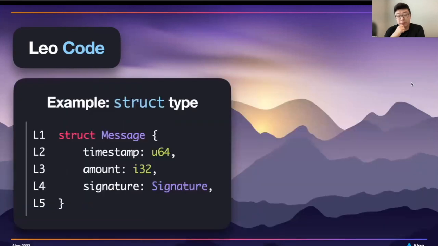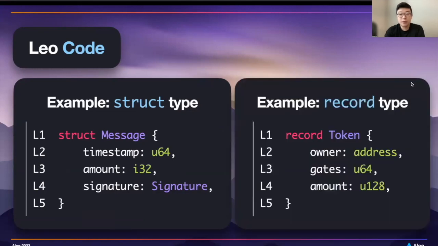And here's an example of what a struct looks like. So we have here a message. It contains a timestamp, some amount, and a signature. A signature here could just be another struct, basically. We also have a record type, which here is a record called token, which has an owner. It has some gates, which is the lowest denomination of Aleo credits, the base currency here. And then line 4 shows the amount, which is how much of this token there is.